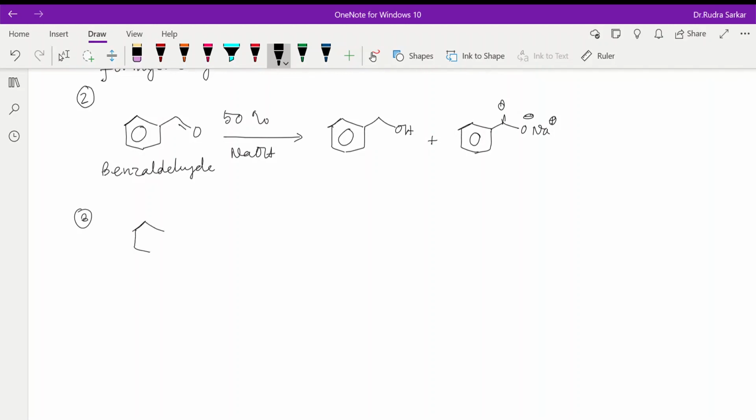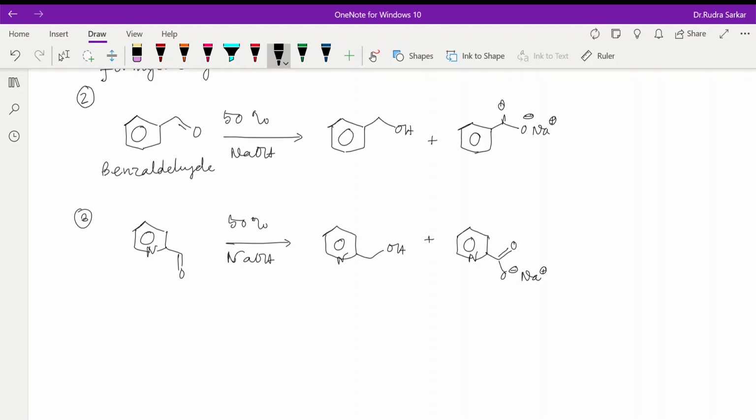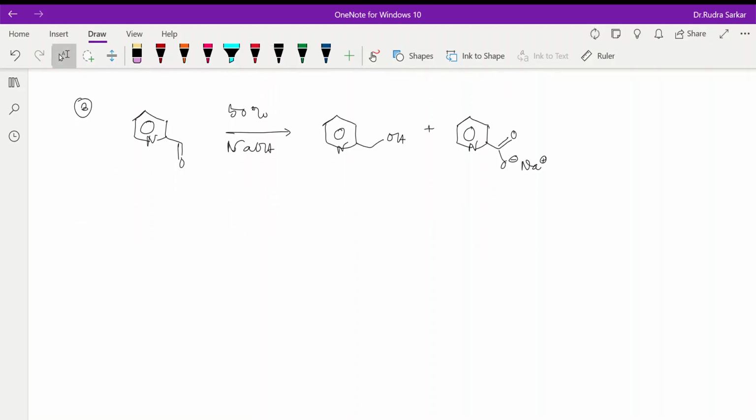Next, suppose we have taken pyridine 2 carbaldehyde. So this one, once treated with 50% NaOH, will give you the alcohol and the sodium salt of picolinic acid. Okay.